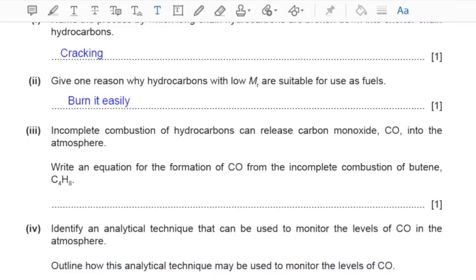Part 3. Incomplete combustion of hydrocarbons can release carbon monoxide into the atmosphere. Write an equation for the formation of carbon monoxide from the incomplete combustion of butane. So C4H8 plus O2 gives carbon monoxide plus water.